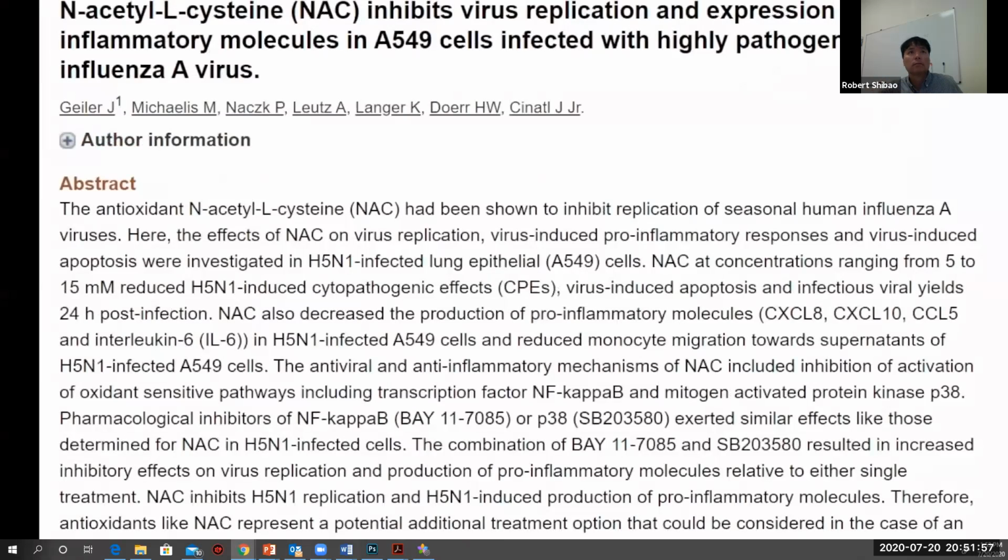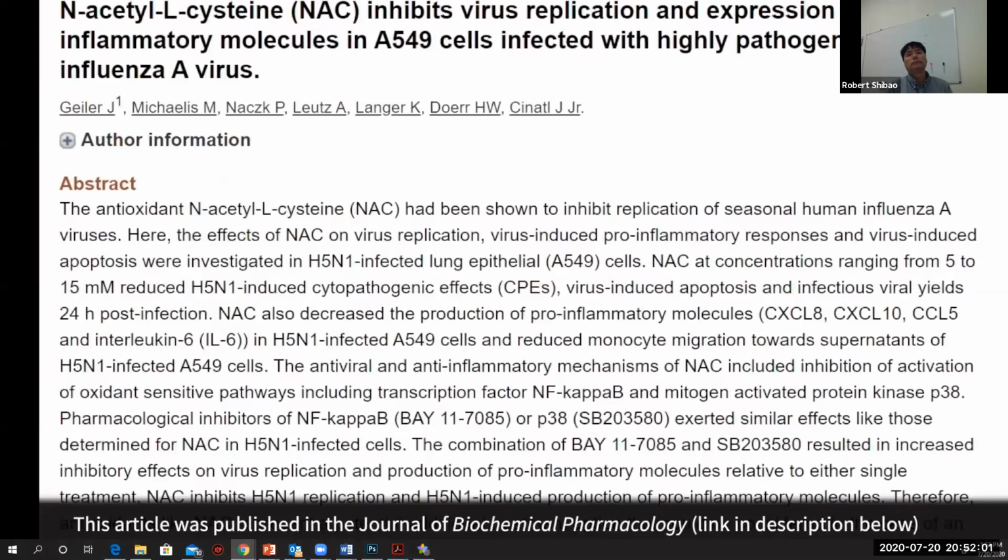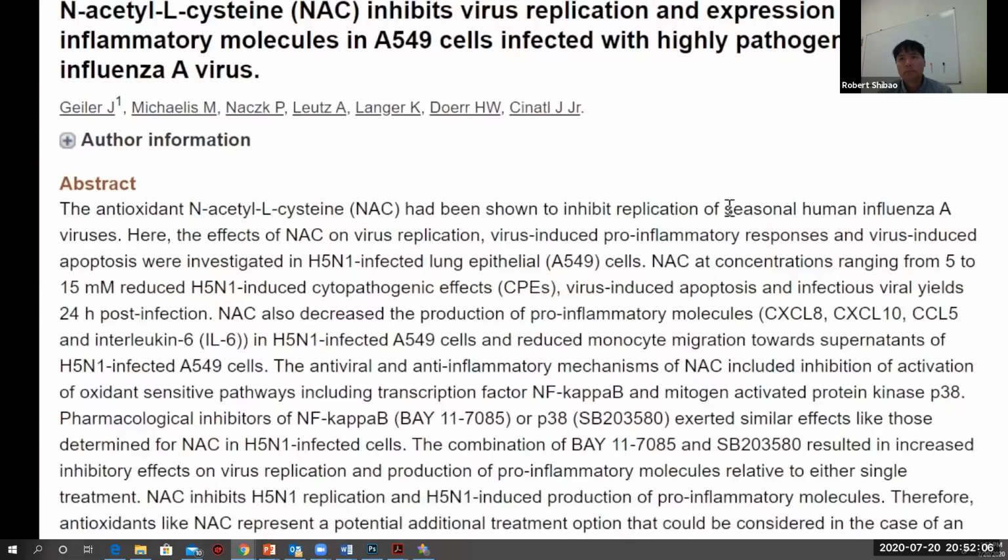Here's another article that was published in 2010 showing that the same substance, NAC, actually inhibited viral replication and reduced these inflammatory cytokines, these pro-inflammatory molecules. And the recommendation was that, therefore, antioxidants like NAC represent a potential additional treatment option that could be considered in the case of an influenza A virus pandemic.